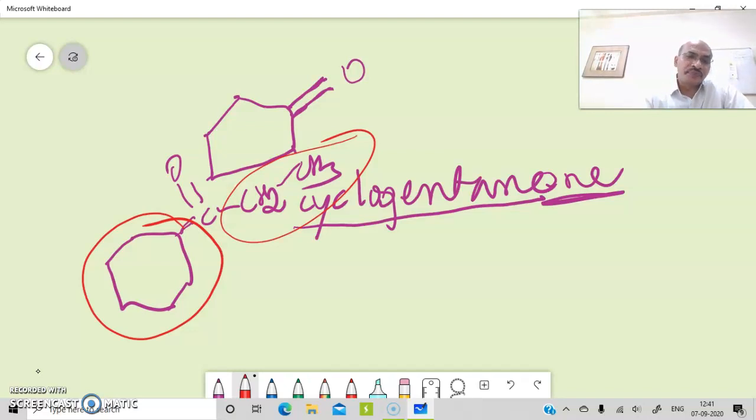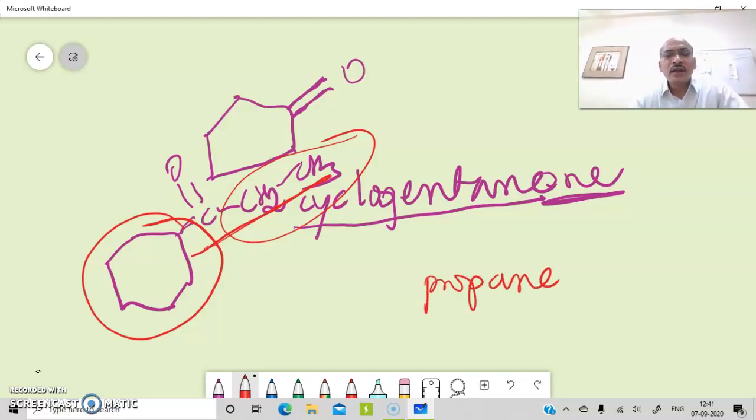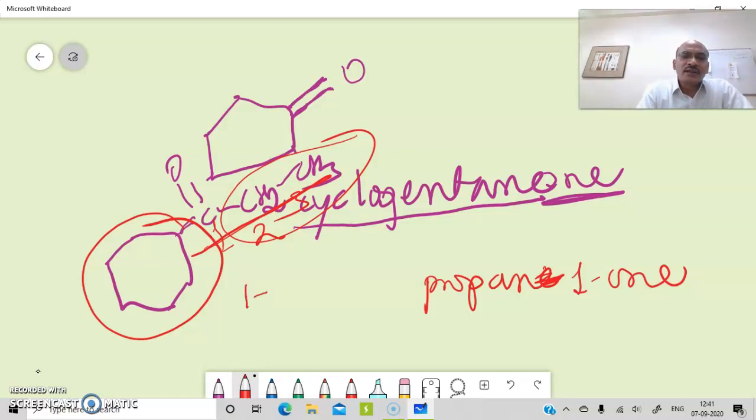Its name will be, you have to consider the parent alkane of 3 carbon atoms. So that will be propane. That propane's E you have to replace by ONE. So numbering you have to start from 1, 2, 3 like this. So here propan-1-one, but again on carbon number 1 there is a cyclohexyl. Cyclohexylpropan-1-one is its IUPAC name. Okay, suppose if substituents are there.